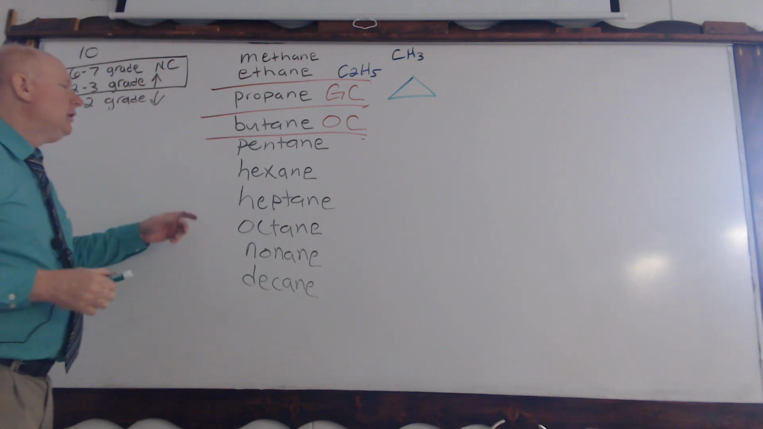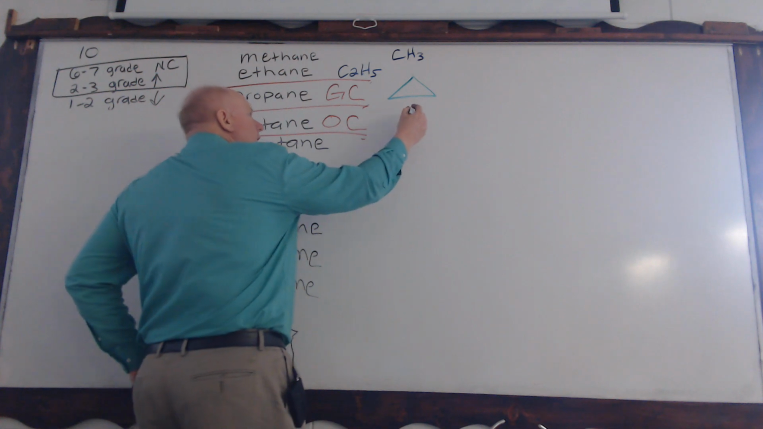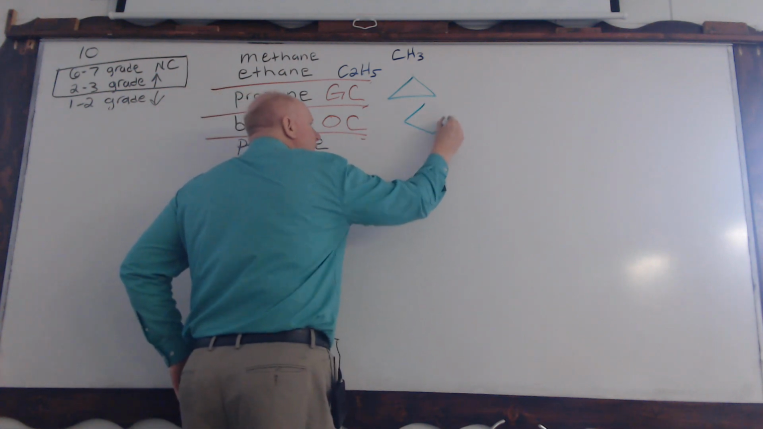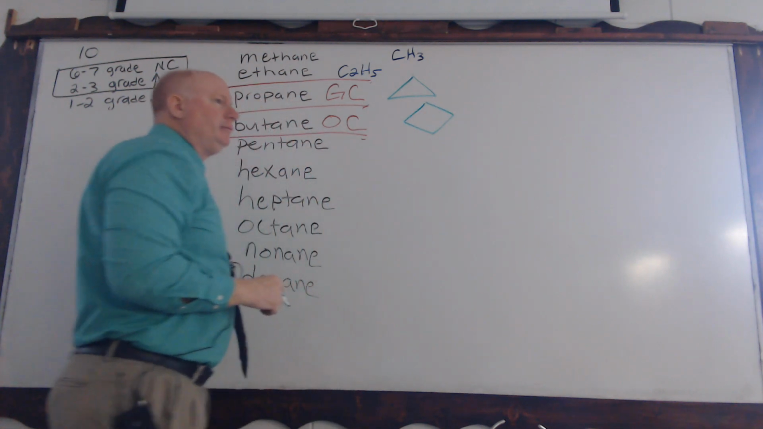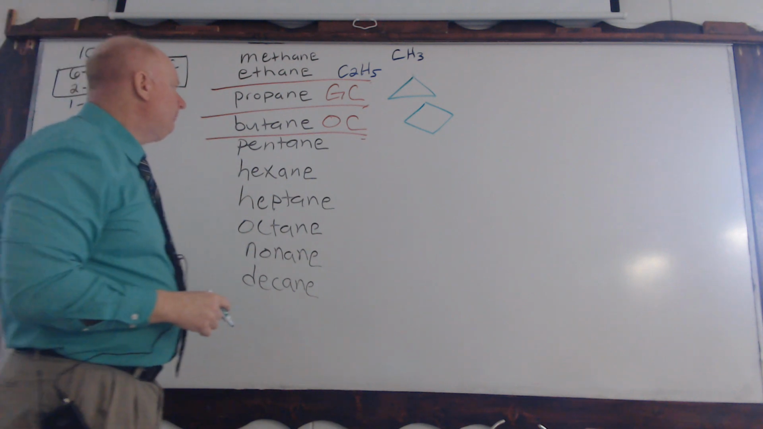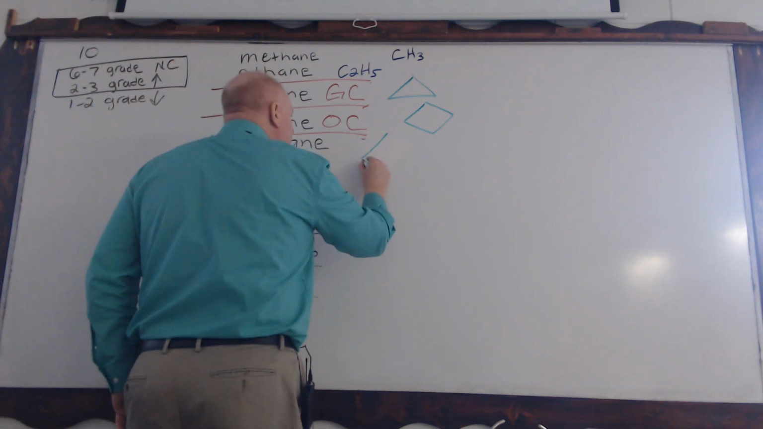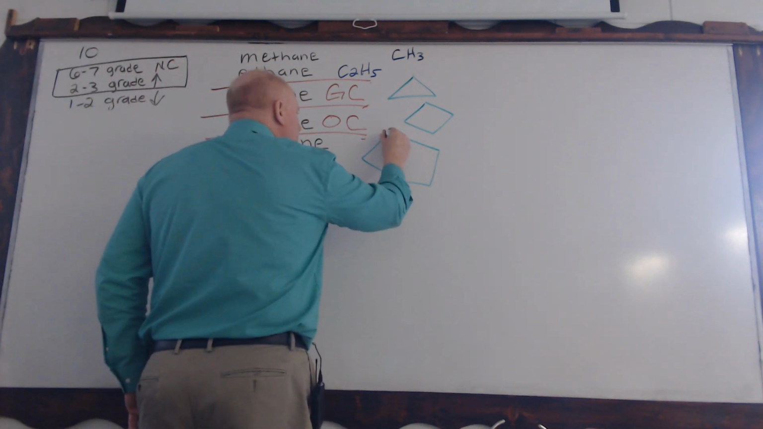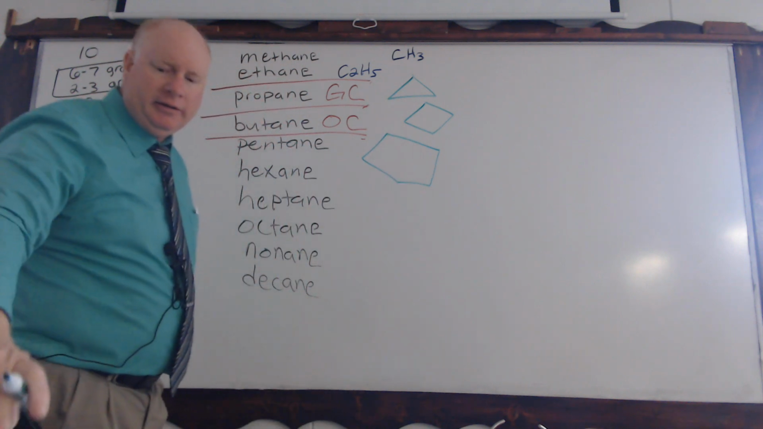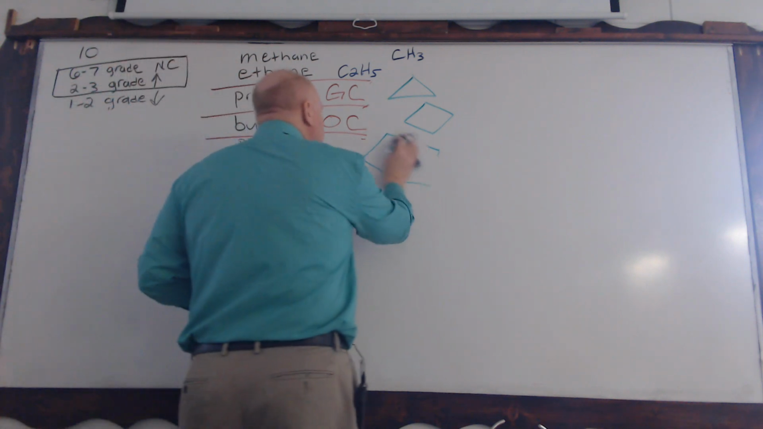Then what is this ring structure? That would be cyclobutane. Okay. Then that would be cyclopentane. That's not a very good pentagon, so we'll try that again.